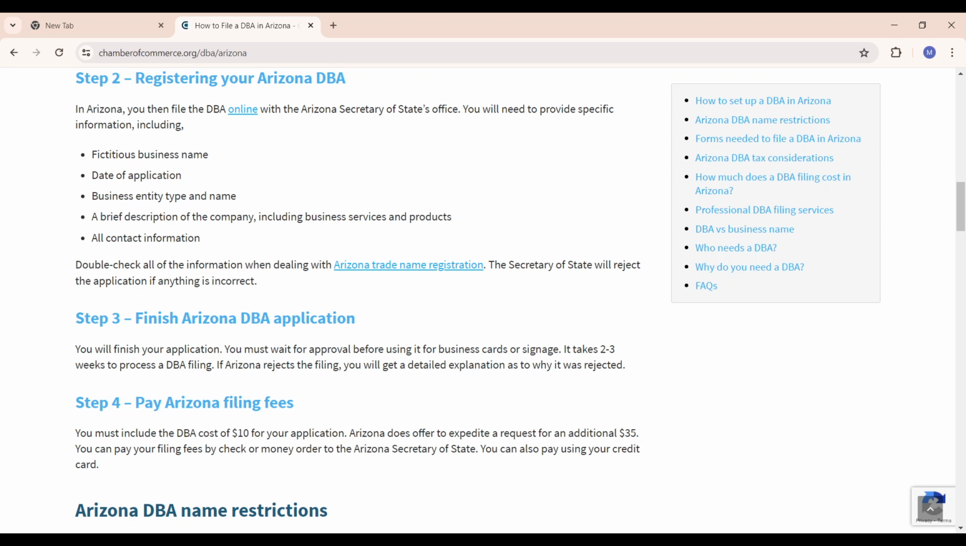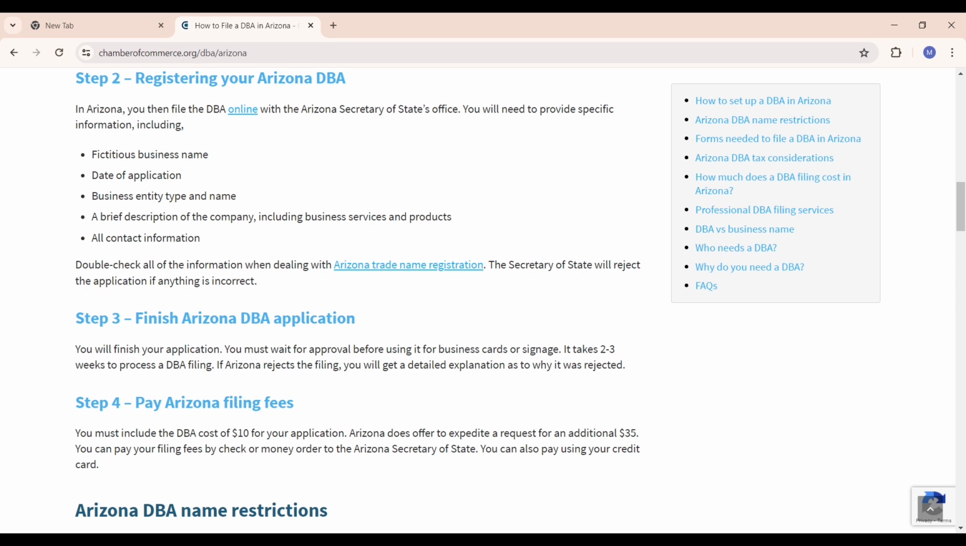Now the third step is to finish the Arizona DBA application. You will finish your application, and you must wait for approval before using it for business cards or signage. It takes 2 to 3 weeks to process a DBA filing. And if Arizona rejects the filing, you will get a detailed explanation as to why it was rejected, so you're on the same page.